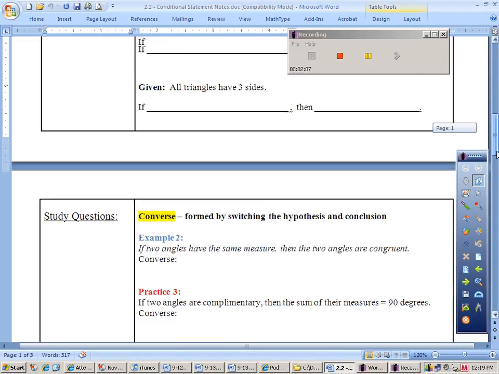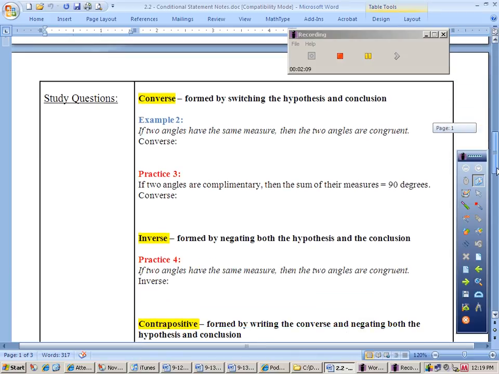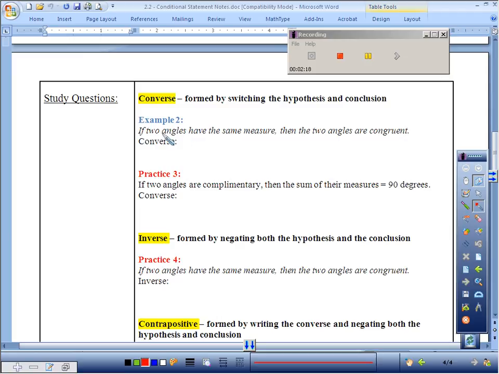Now there's three statements related to the conditional statement. The first is the converse, which is formed by simply switching the hypothesis and the conclusion. So if I take this statement here, if two angles have the same measure, then the angles are congruent. To create the converse, I simply flip. This is the hypothesis, conclusion. So I flip them or reverse them.